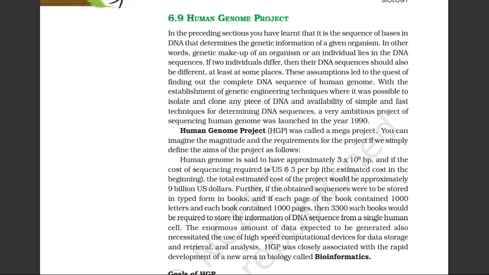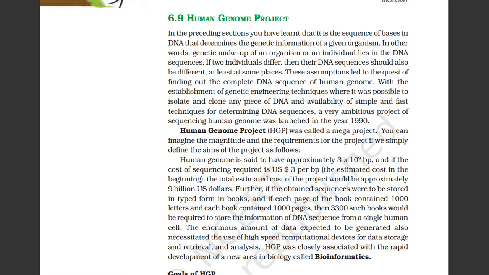Human Genome Project, HGP, was called a mega project. You can imagine the magnitude and the requirements for the project if we simply define the aims of the project as follows. Human genome is said to have approximately 3x10^9 bp, and if the cost of sequencing required is $3 per bp, the estimated cost in the beginning, the total estimated cost of the project would be approximately $9 billion.